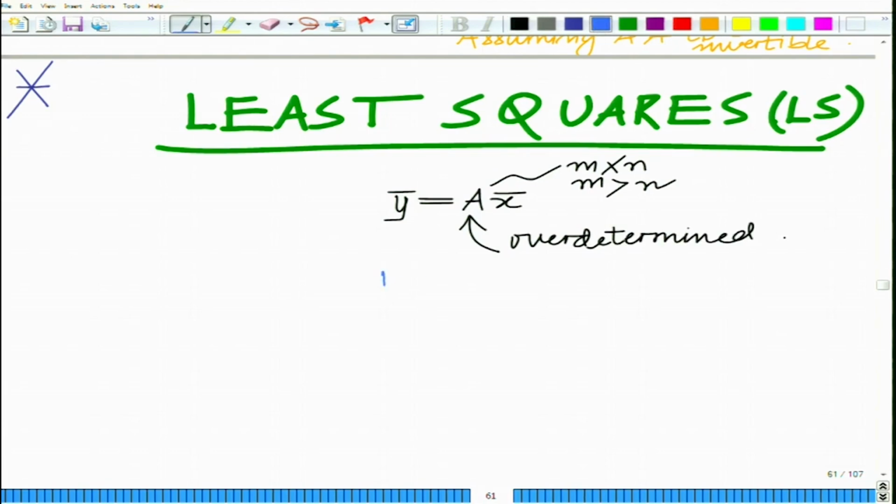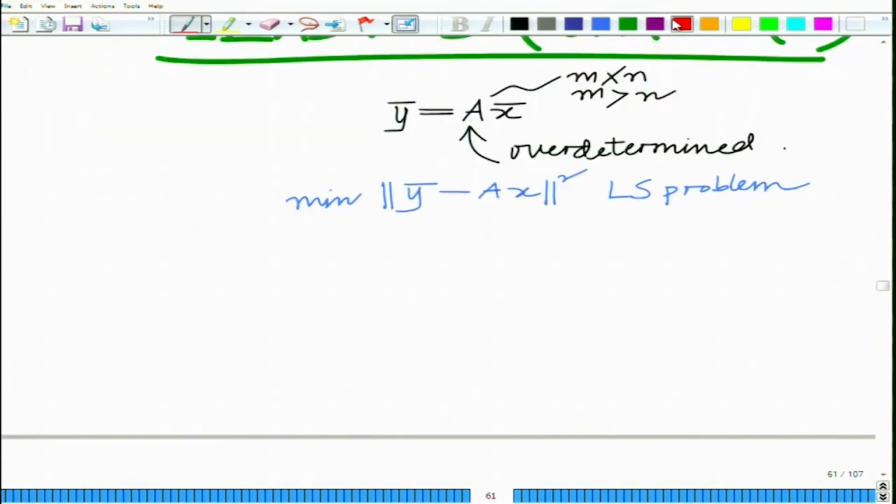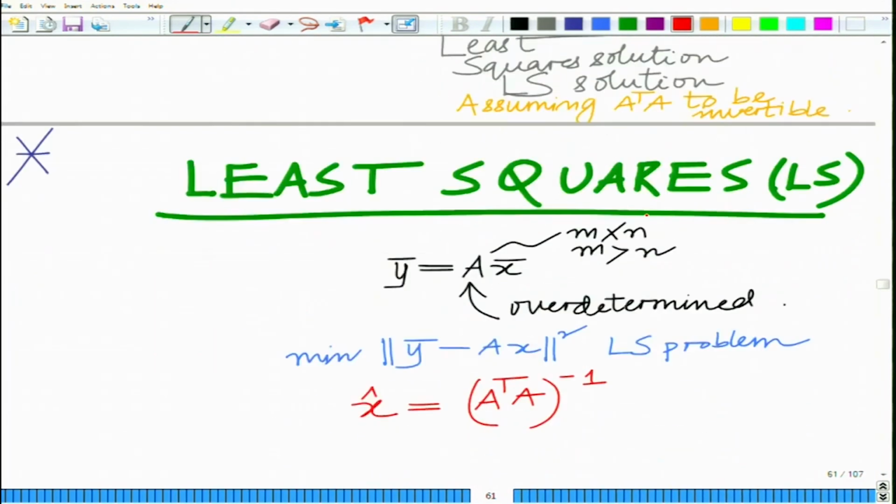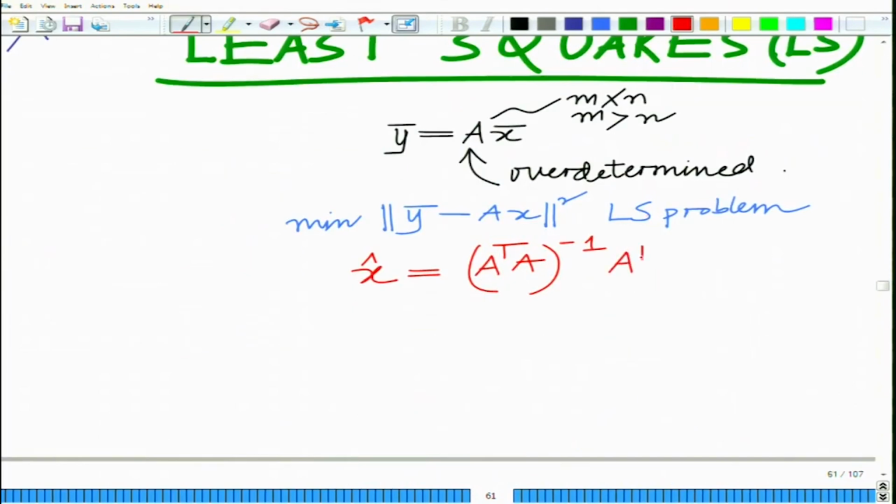This cannot be solved exactly, therefore what we do is minimize the norm of y bar minus A x bar, squared. This is termed the least squares problem, and the least squares solution, which we derived previously, is x hat equals A transpose A inverse times A transpose times y bar.